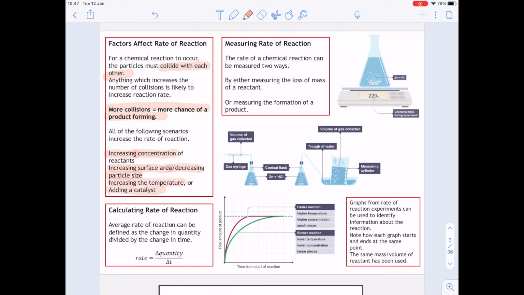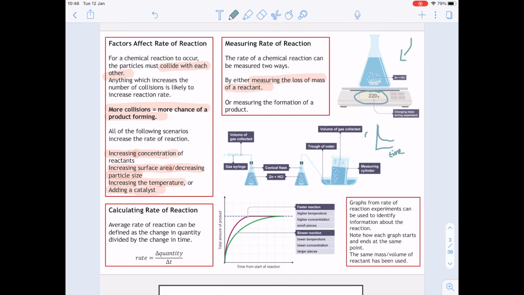Now you can measure the rate of reaction 2 ways. You can either measure by loss of mass of the reactant, and that is this little diagram here. You can see that that is 220 grams, so that will get less as your reactant dissolves in the acid. Therefore you can measure a graph which would look like this going down the way, with your reactant on this side and time across the bottom.